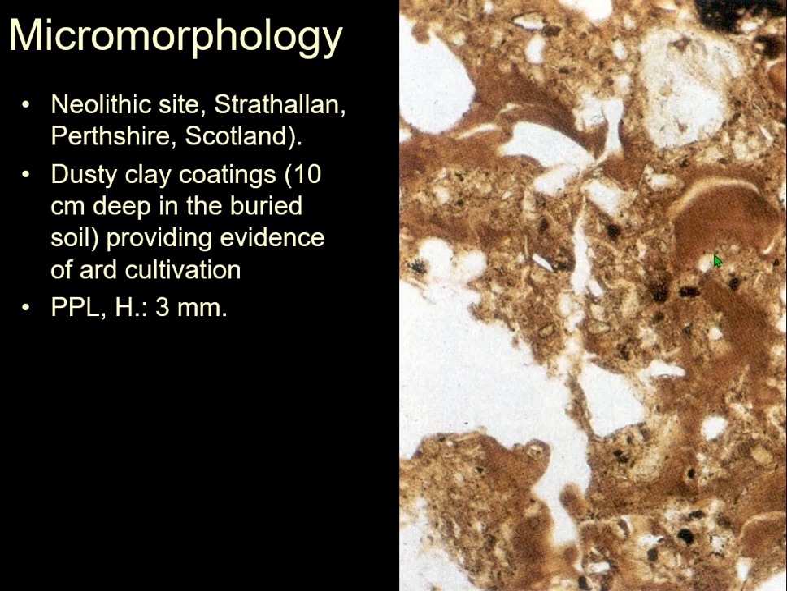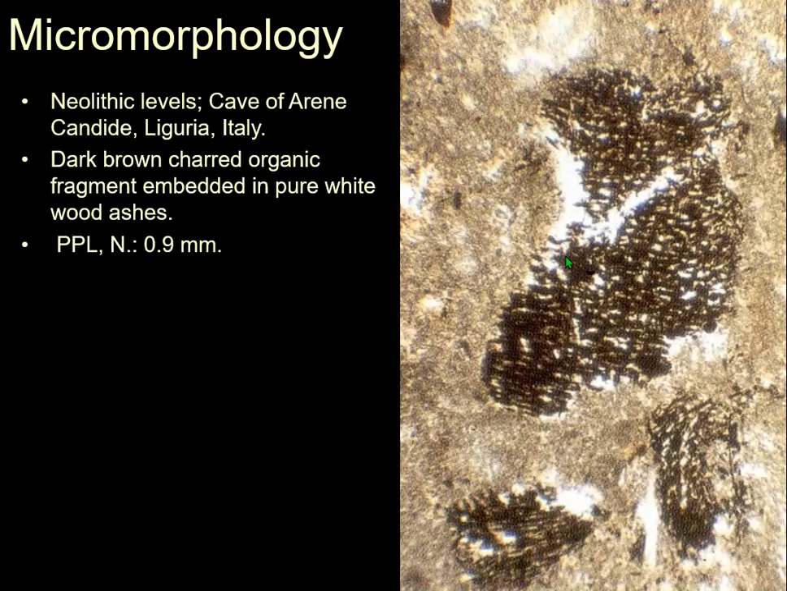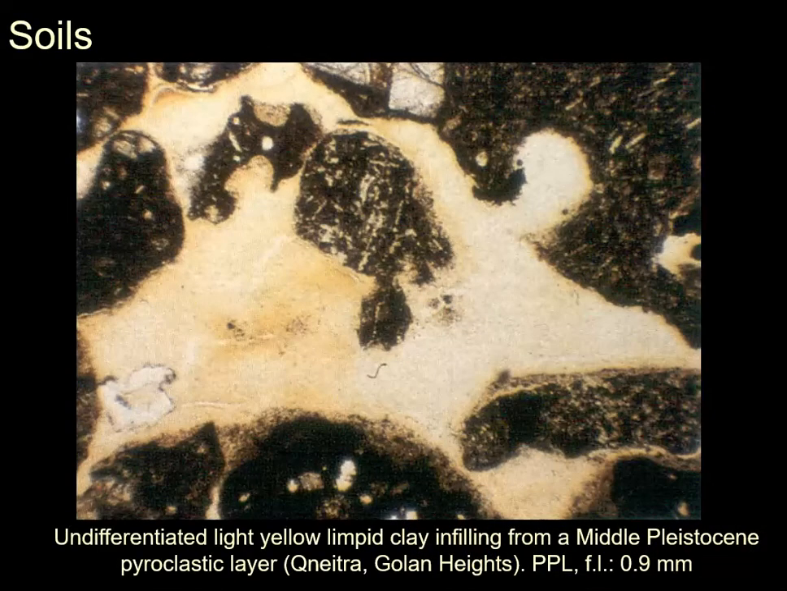These dusty clay coatings provide evidence of arid cultivation. So this is probably a field or something. And here, this is quite important, we'll get to this in a minute, is wood ash embedded in a floor of a cave. So, and they'd be able to identify the ash, the wood from that. And soil micromorphology, of course.